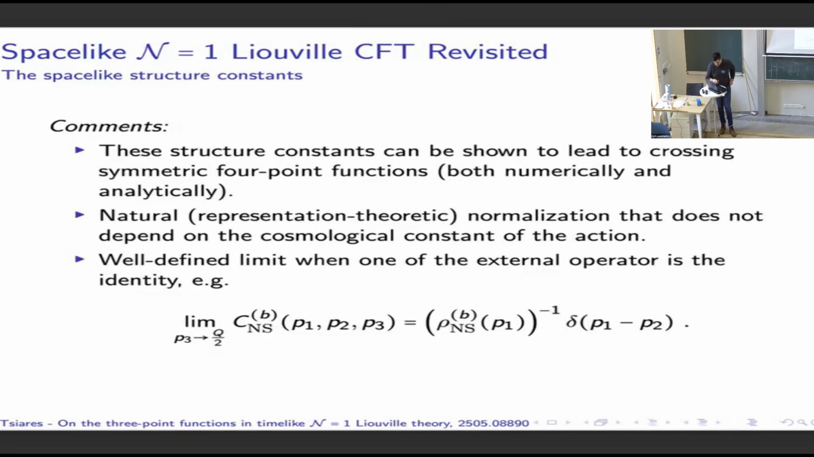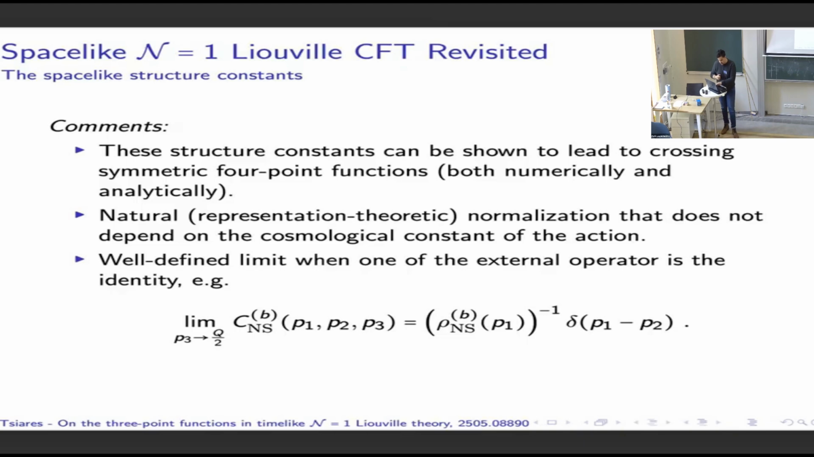So this was very fast, I know, but I had 30 minutes. I have some comments. It can be shown that this structure constant actually, there were papers after the derivation of this that show, both numerically and analytically, at least in the NS sector, that they lead to crossing symmetric 4-point functions. The analytic part involves the fusion kernel. This is what I mean by analytic.